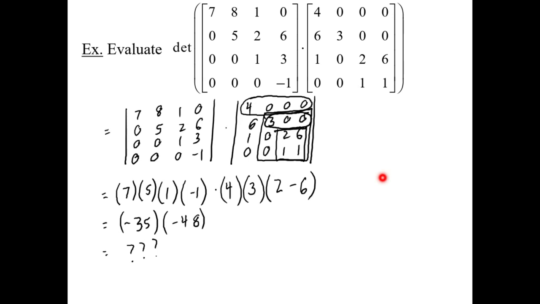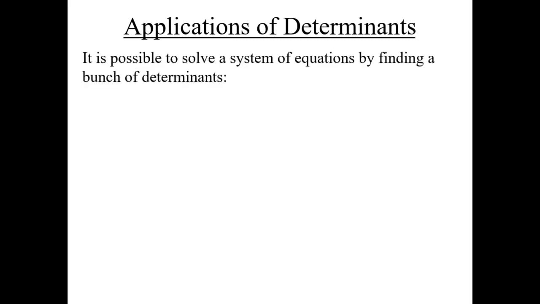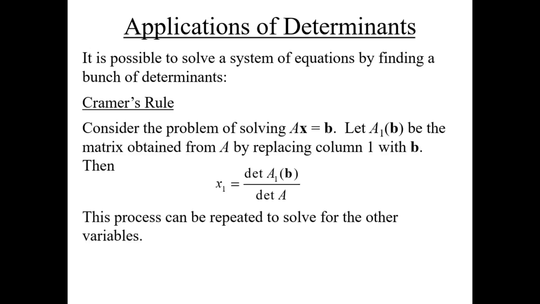Now let's talk about a couple of ways that determinants can be used. And we're going to start with one that I'm going to tell you right now is not all that useful, but I'm going to share it with you anyway. Just some people might like it. It is possible to solve a system of equations by finding a bunch of determinants. Okay, and here's what I mean by that. This is called Cramer's rule.